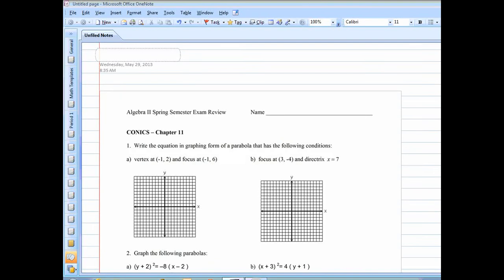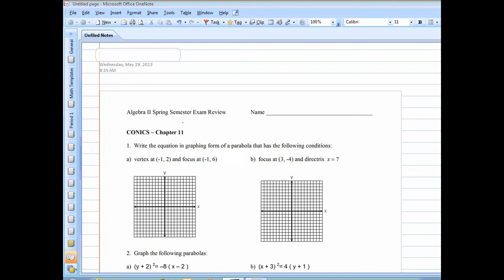Hi, we're going to be going through the spring semester exam review. I'm going to be working through all the problems. I'm actually going to do the first couple of pages. A couple of the other teachers are going to do the rest of them. And this will allow you to get help on what you need help with from this semester.